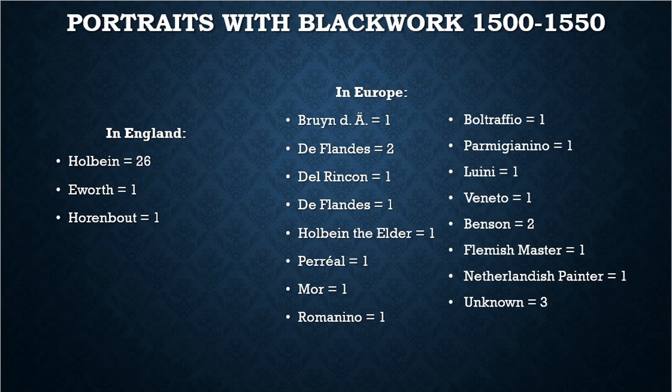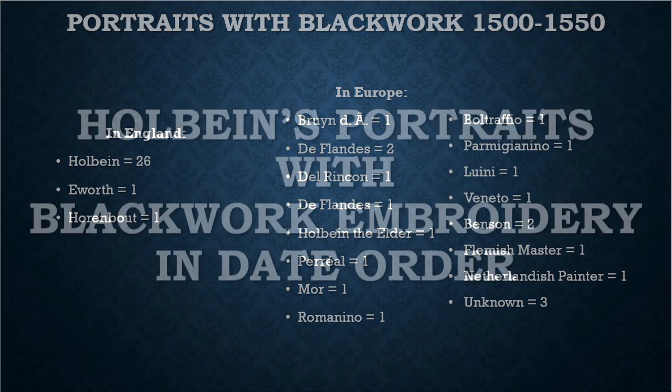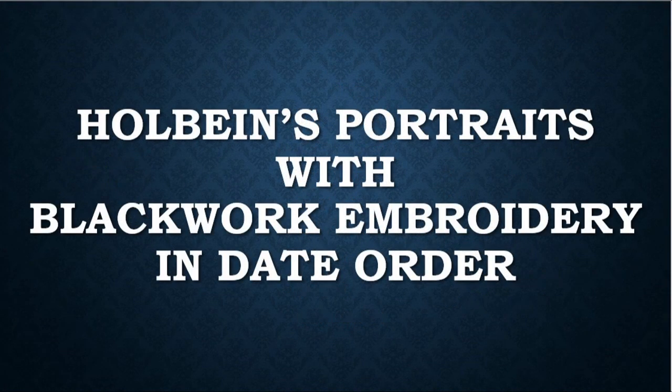So it's shown here, in England at this time between 1500 and 1550, Holbein did the most portraits with blackwork embroidery. All of these other artists have maybe one or two portraits that include blackwork embroidery, but not nearly as many as Holbein. So going in date order, here are the different portraits of Hans Holbein the Younger with blackwork in them.